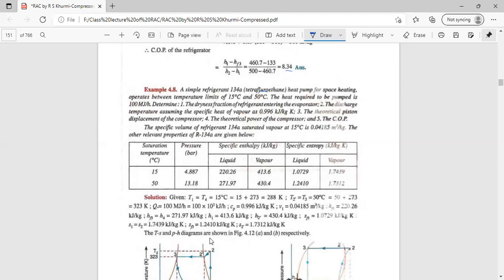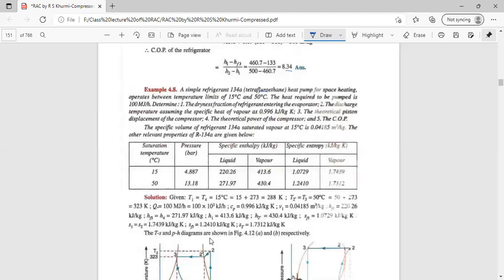Thereby, the dryness fraction of the refrigerant entering the evaporator itself, the discharge temperature. Means refrigerant, we know HF2, H2, H4 also is in the wet vapor region. So it must have a portion of it in vapor and a portion of it in liquid form. So the fraction of the vapor to the fraction of liquid is the dryness fraction, which we are supposed to calculate here. The discharge temperature assumes the specific heat of vapor at 996.